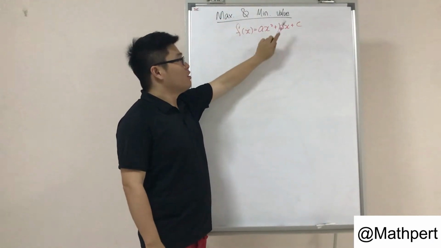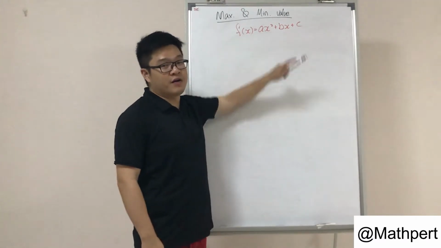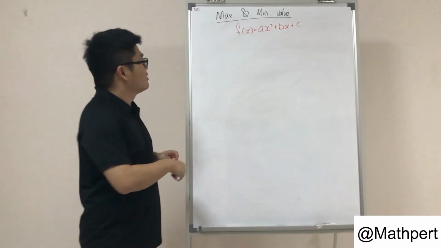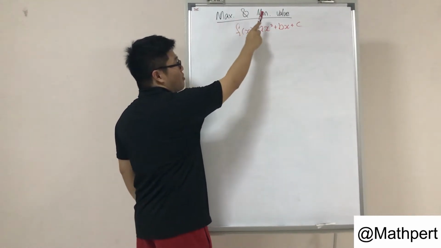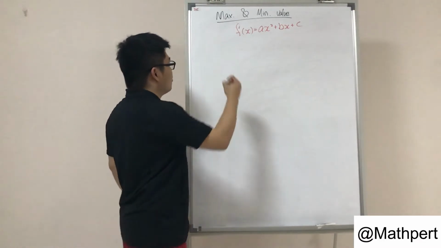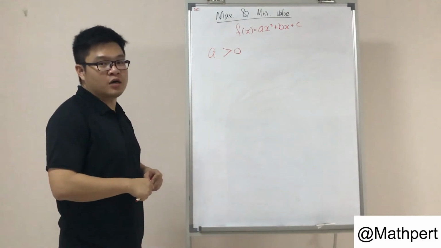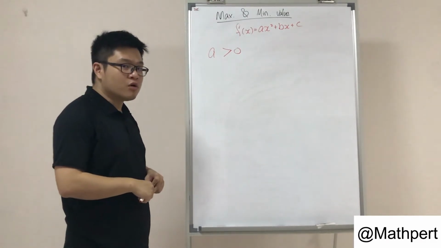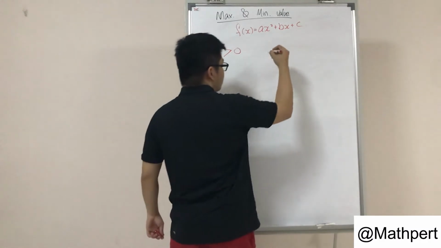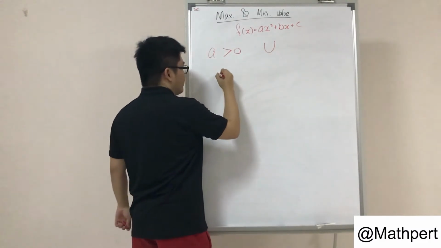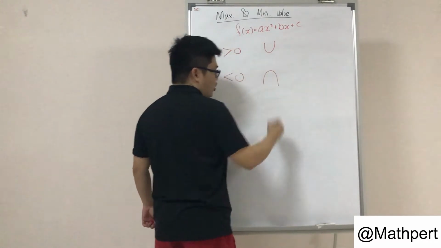The minimum value for quadratic functions. This is the general form of the quadratic functions. And A is the thing that determines the max or min value for the functions. So when A is bigger than 0, what kind of shape is the graph? Is it a U or an N? When it is bigger than 0, it is a U shape. When A is smaller than 0, it is an N shape.